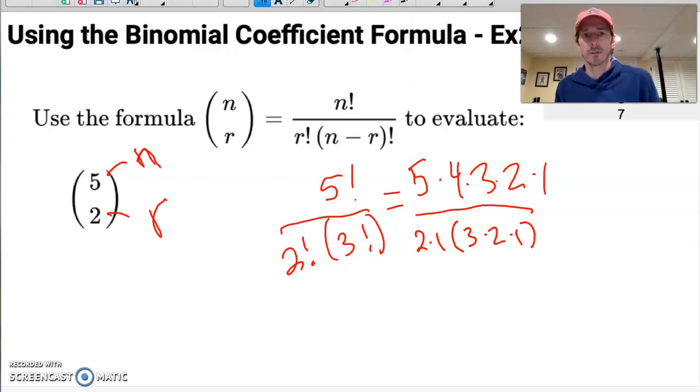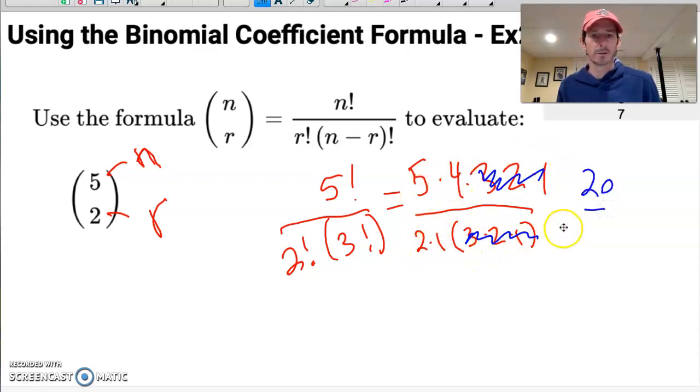So I'm going to come up here. And again, I just expanded what we did earlier. But the 3 and the 2 and the 1 cancel out. And I could just multiply 5 times 4 and get 20, and there's still a 2 on the bottom, so the answer to this would be 10.